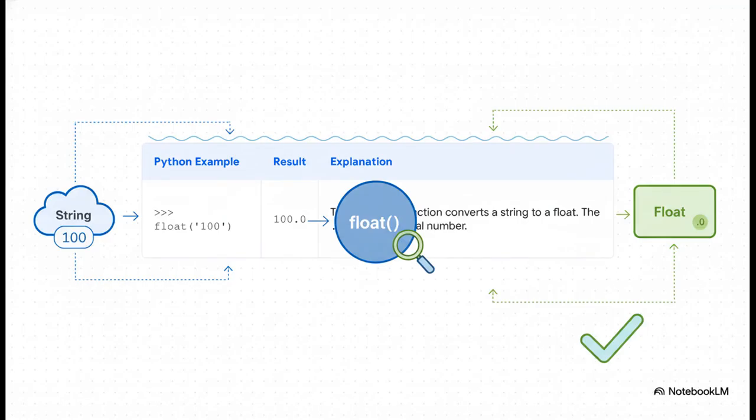It's the same idea as before. We use a function, this time float, to convert text. But look really closely at the result. It's not just 100, it's 100.0. That little .0 is everything. It's Python's signal that this is now a float, a number that's ready for decimal places.